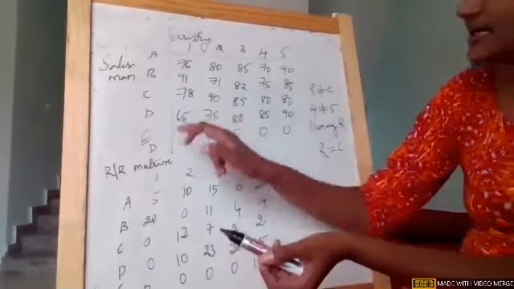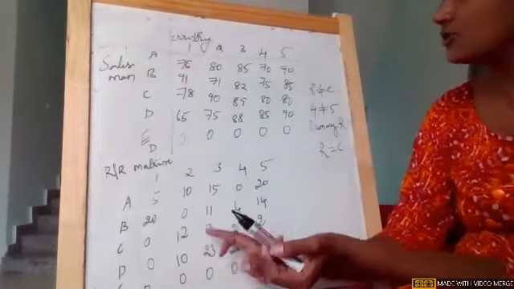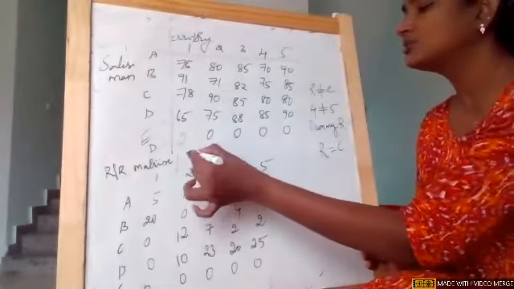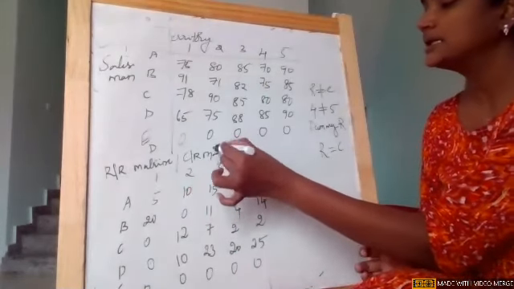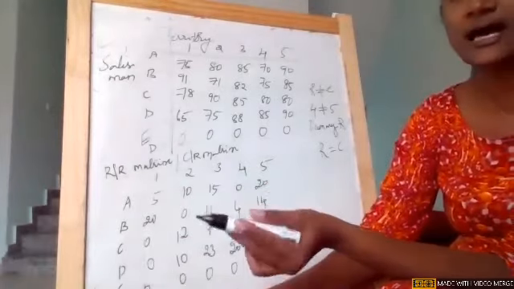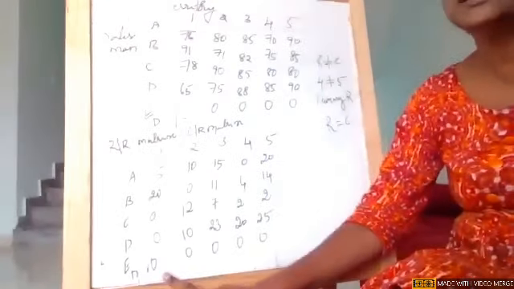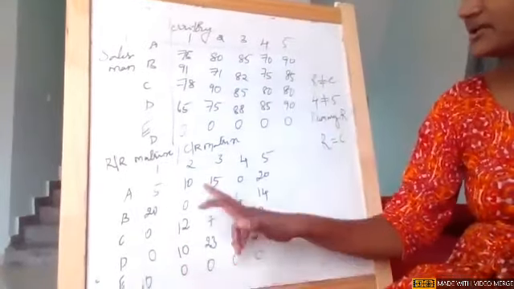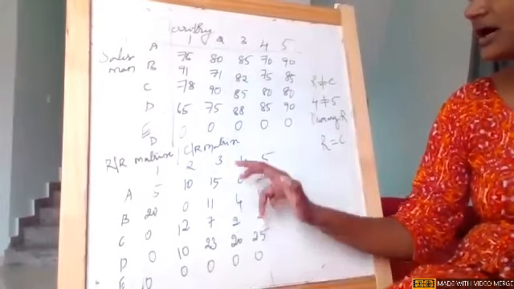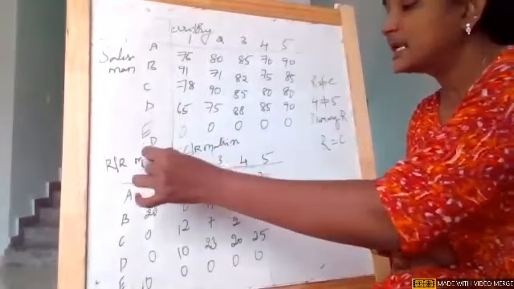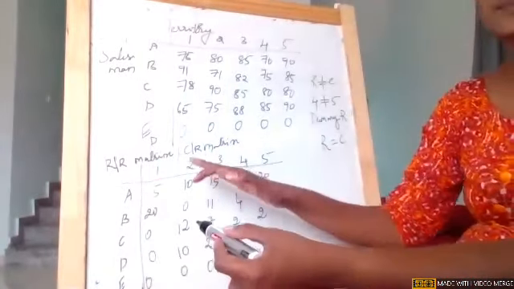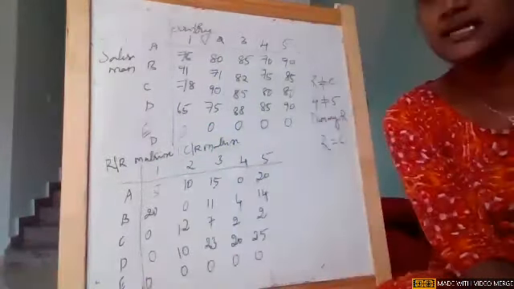Now, if you see column wise, girls, in each column I have a 0. So my row reduced is also nothing but the column reduced. The first column has a 0, so it remains unchanged. Second column has a 0, unchanged. Third column has 0, unchanged. Fourth column, fifth column. Because of this, you can write in the exam that my row reduced and column reduced are both the same.